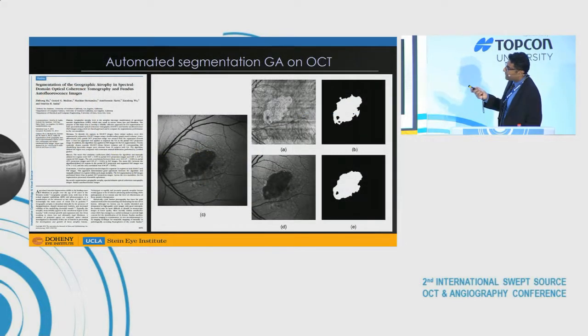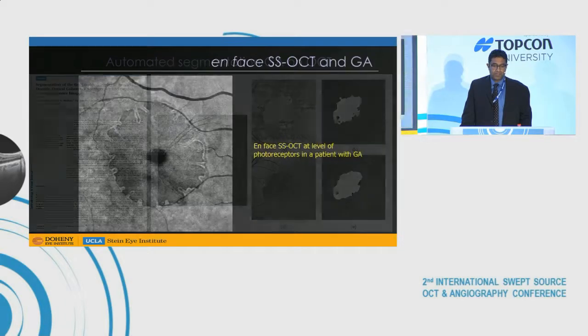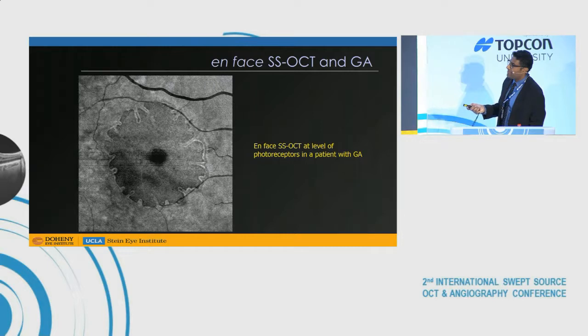The high contrast of these areas of hypertransmission on dense volume scanning OCT lends itself to automated segmentation. We and others have published on how this can be done with a high level of repeatability and reproducibility. But there are other things that the en face visualization has been helpful for in the evaluation of atrophy. This is an en face slab obtained at the level of the photoreceptors, and everyone recognizes these little structures at the margin that can be seen.